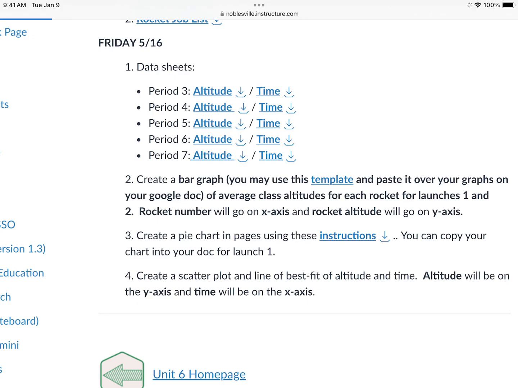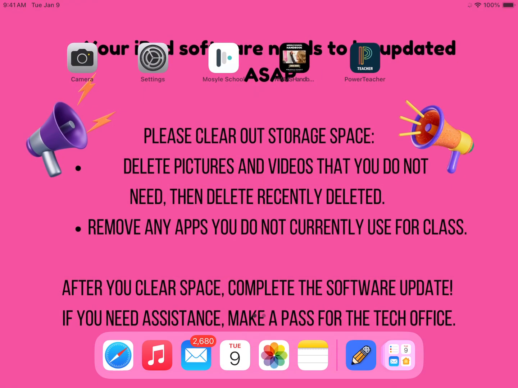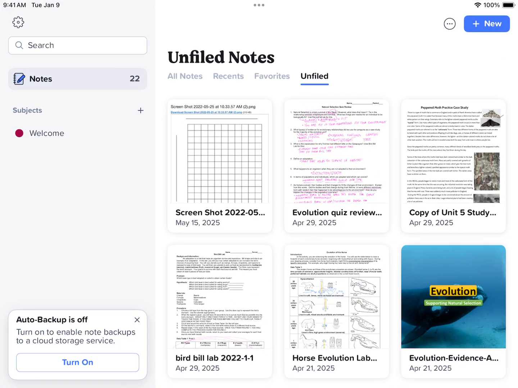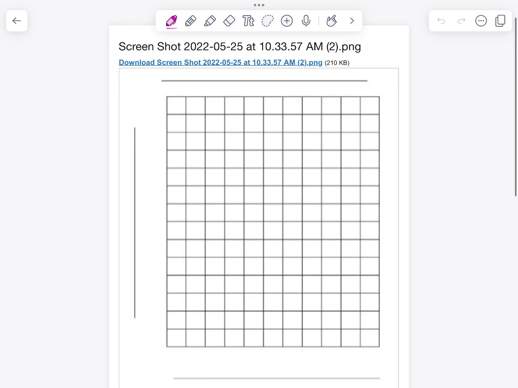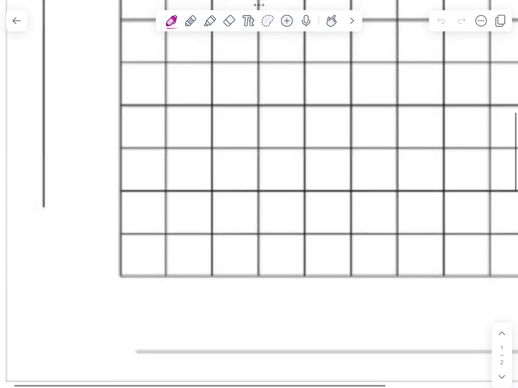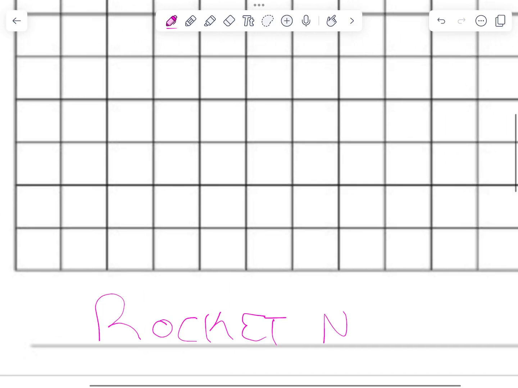So rocket number is going to go on the x-axis, which is a horizontal one, and rocket altitude will go on the y-axis. So we go back to Notability, and we've got rocket number and rocket altitude as our two variables. And we're going to start writing it up. So we said rocket altitude was going to be on the y-axis and rocket number on the x-axis. So we come down here and we write rocket number.